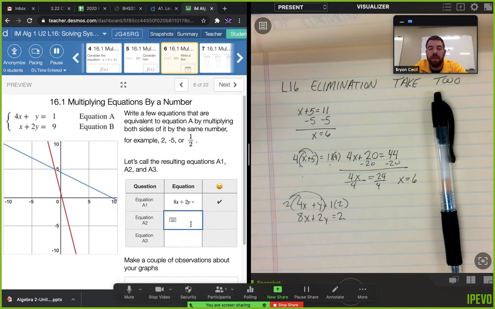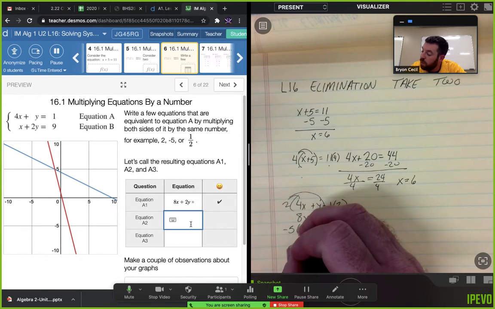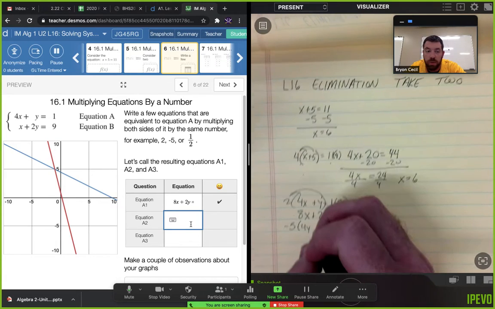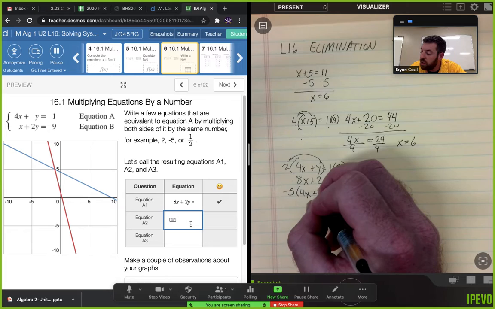Now, what if I would have added a negative 5? Ooh, a negative. How does that change us? Would a negative change us? That's a question in its own right. Would a negative change us?